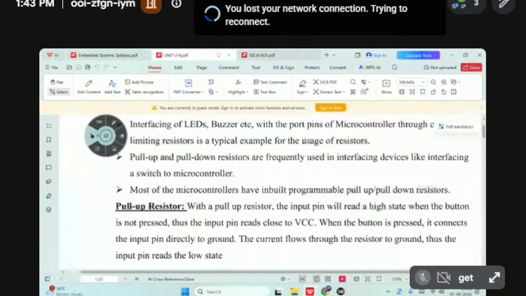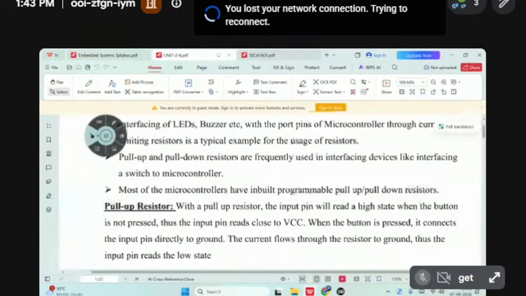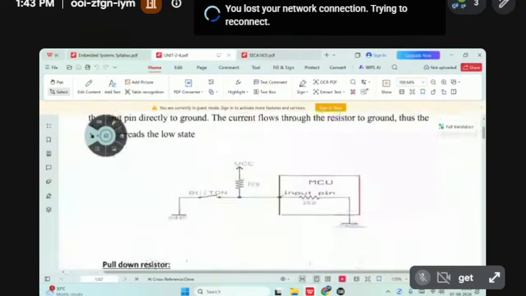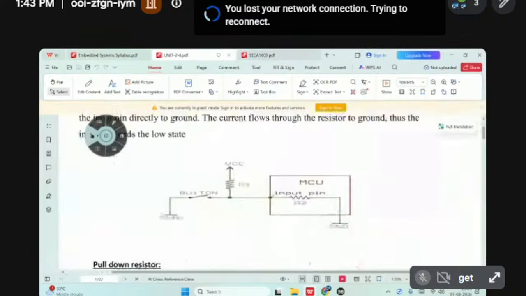This is the pull up resistor. Pull up, pull down. So this is our resistor, please try to understand. Here I use the resistor R1. For that resistor I have given VCC. I supplied the VCC.